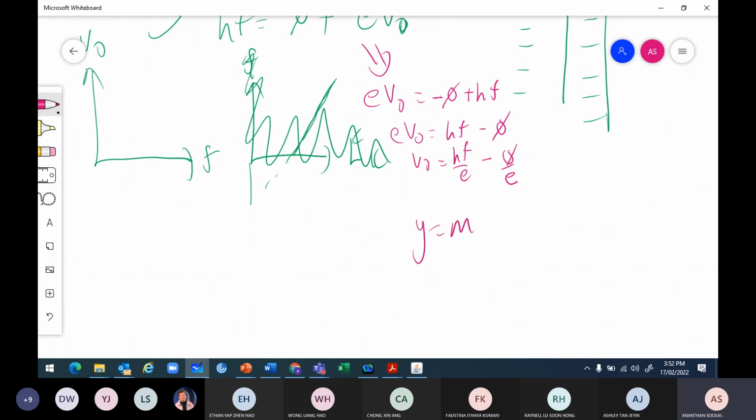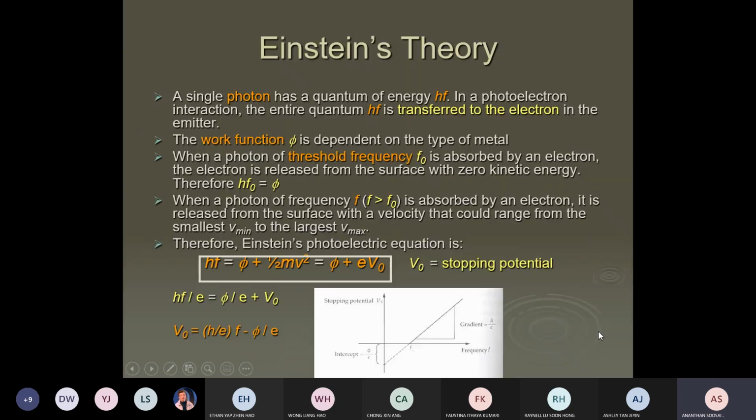y equals mx plus c. Y is your V naught, X is your frequency. Your gradient should be h over e. Your c is negative phi over e. Phi, the work function, e, h, all are constants. So therefore, it should be a straight line. So V naught versus f must also be a straight line. Theoretically predicted, but in the experiment they also got a straight line.